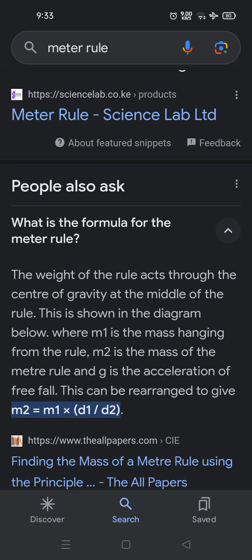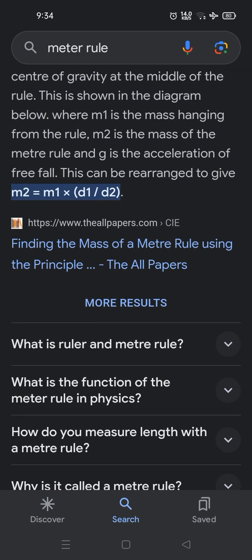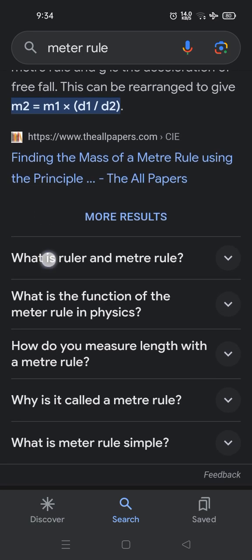What is the formula for meter rule? The weight of the rule acts through the center of gravity at the middle of the rule. This is shown in the diagram below, where m1 is the mass hanging from the rule, m2 is the mass of the meter rule, and g is the acceleration of free fall. This can be rearranged to give m2 is equal to m1 multiplied by d1 over d2.